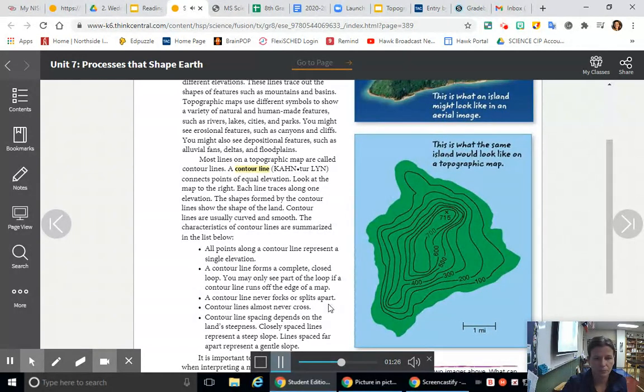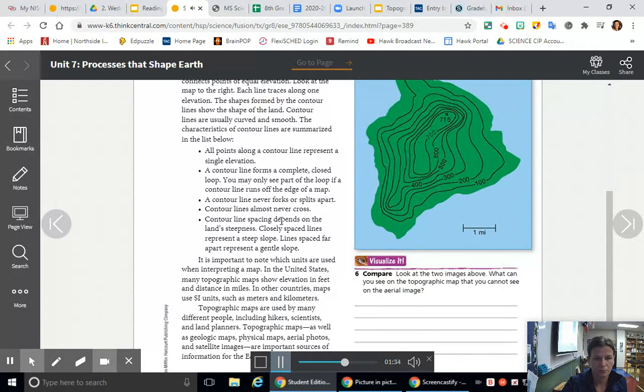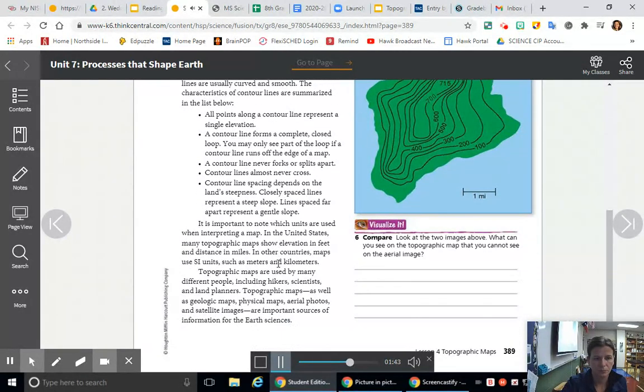A contour line never forks or splits apart. Contour lines almost never cross. Contour line spacing depends on the land's steepness. Closely spaced lines represent a steep slope. Lines spaced far apart represent a gentle slope. It is important to note which units are used when interpreting a map. In the United States, many topographic maps show elevation in feet and distance in miles. In other countries, maps use SI units, such as meters and kilometers.